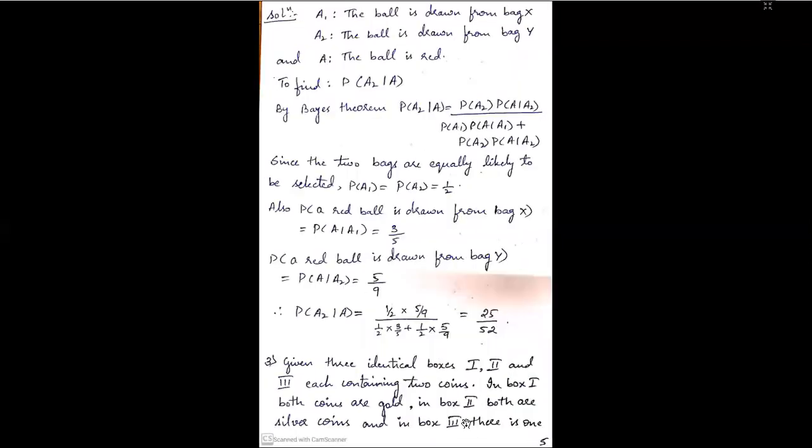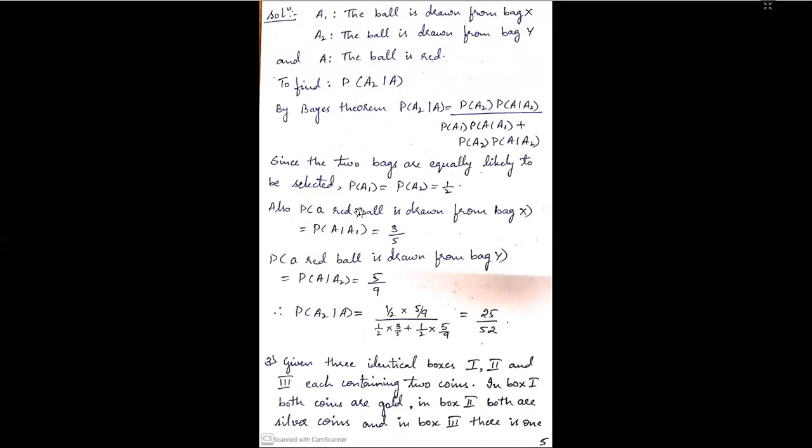So bag Y is A2. We need to find out the probability of A2 under the condition that the ball is red. So probability of A2 given A. From Bayes theorem, we have the formula. Since the two bags are equally likely to be selected, we can write probability of A1 is equal to probability of A2, that is equal to half.